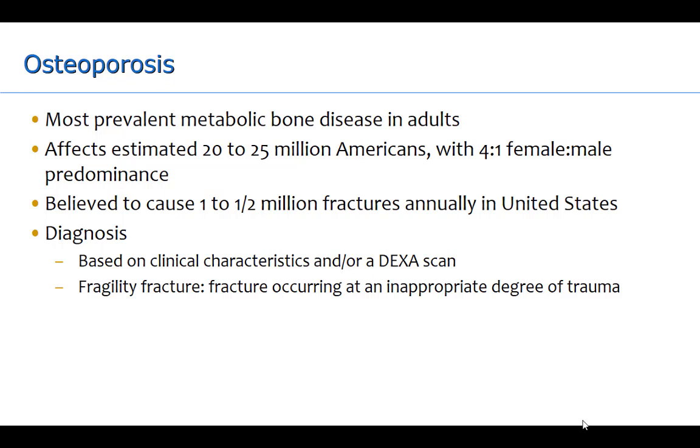And of course, another thing is fragility fracture: fractures occurring at an inappropriate degree of trauma. Usually, for a fracture to occur, there needs to be an appropriate trauma that caused the fracture. In these patients, a little bit of trauma can cause a fracture. This is known as fragility fracture. The most common fracture in these patients is the fracture of neck of femur. With a little bit of fall, they can have fracture of neck of femur.